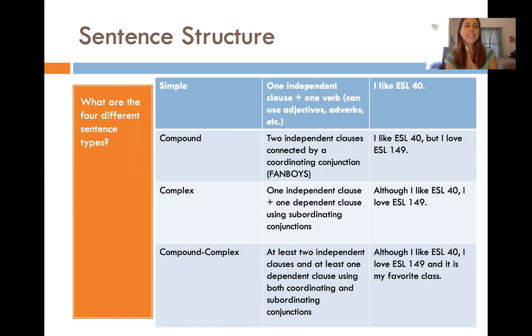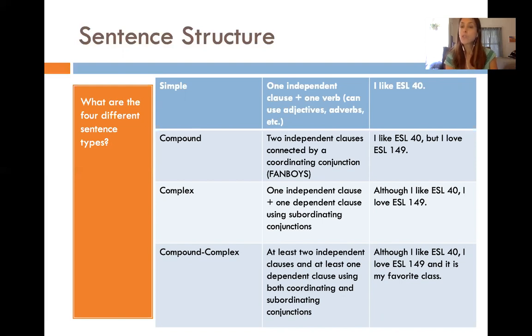The second sentence is a compound sentence. As I've said, it's two independent clauses connected by a coordinating conjunction. A coordinating conjunction is a fanboy, okay? So for, and, nor, but, or, yet, so. So these are fanboys. Remember this. Fanboys are coordinating conjunctions. So I like ESL 40, comma, but I love ESL 149.